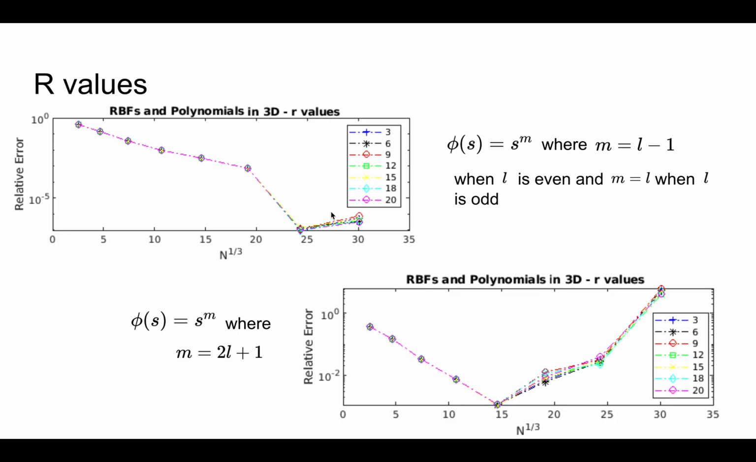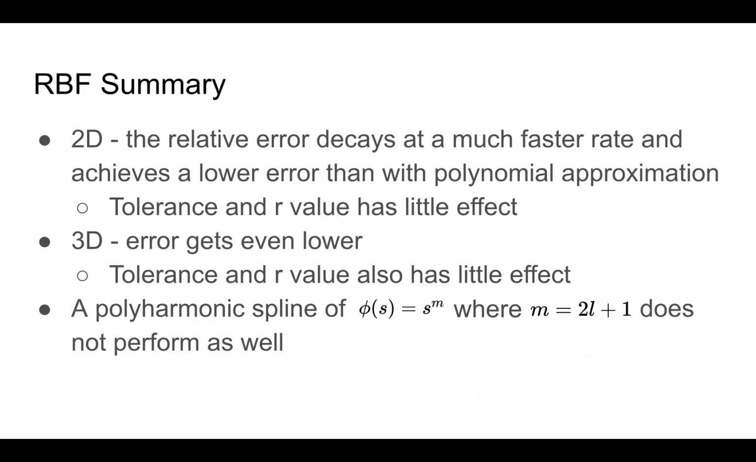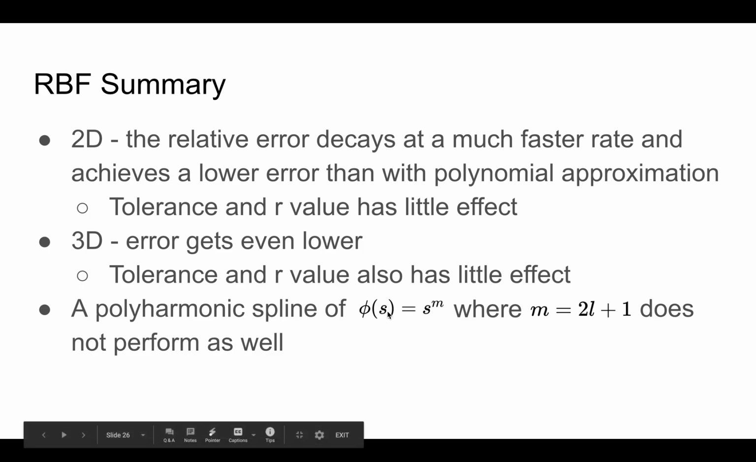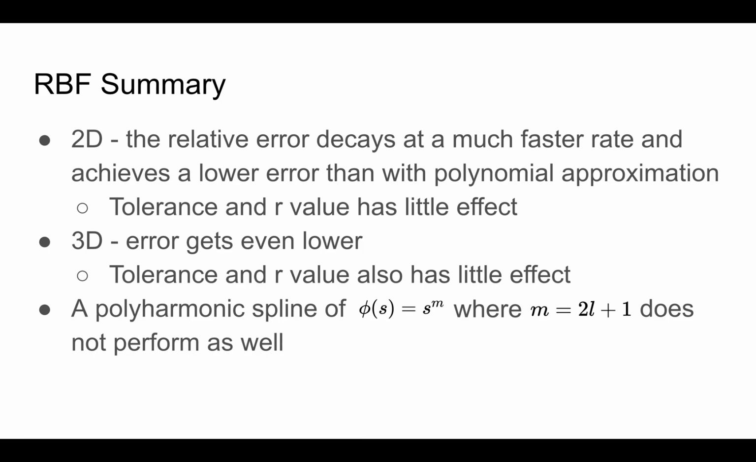So to summarize, in both the case of 2D and 3D, RBF interpolation with polynomials achieved a lower relative error and at a faster rate. But it's important to note that, again, this was on the specific value of phi, whereas when phi equals s to the m, where m equals 2L plus 1, it did not perform as well as the first. But both of these RBF approximation methods outperformed the polynomial approximation methods.